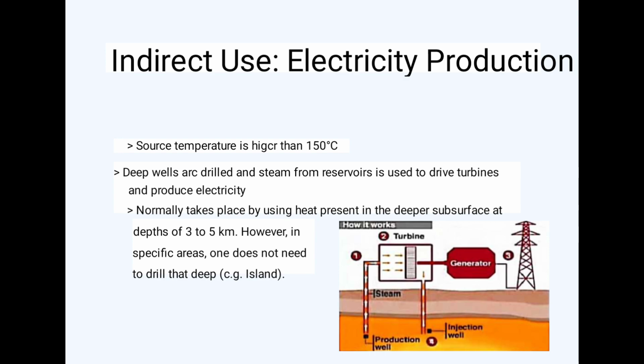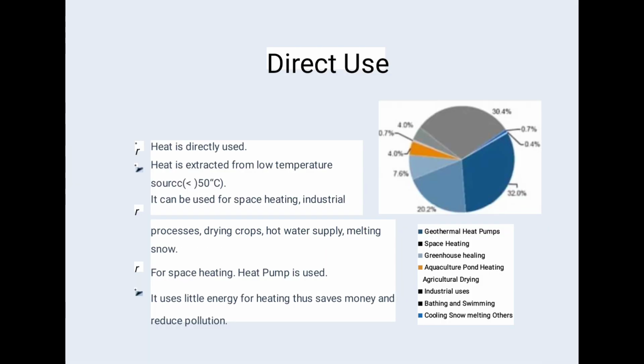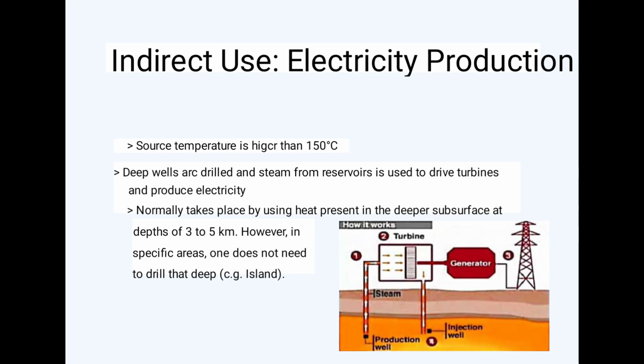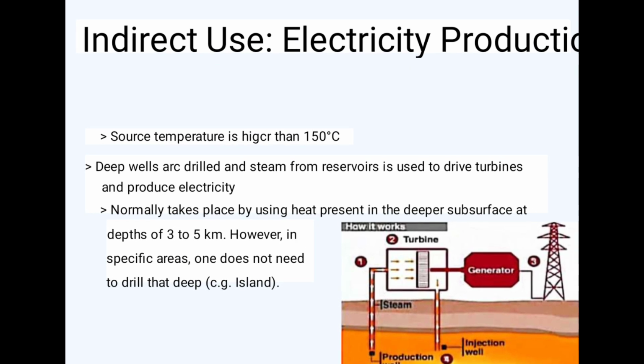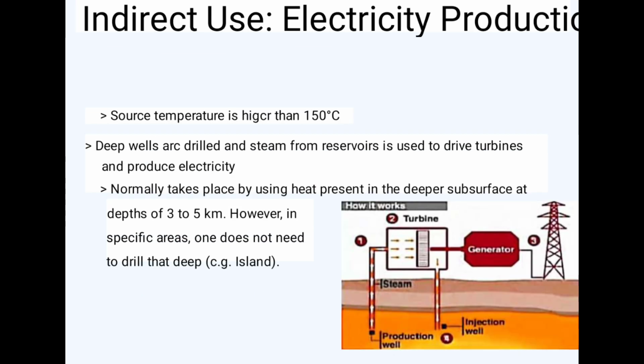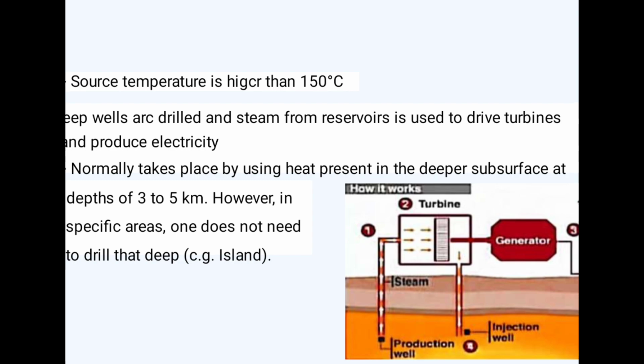In this power generation, we will mainly discuss the indirect uses, which is electricity production, and the direct uses. We will first discuss the indirect. In the indirect, the source temperature is higher than 150 degrees Celsius. We can see the diagram of this. In this diagram, the temperature is higher than 150 degrees Celsius.